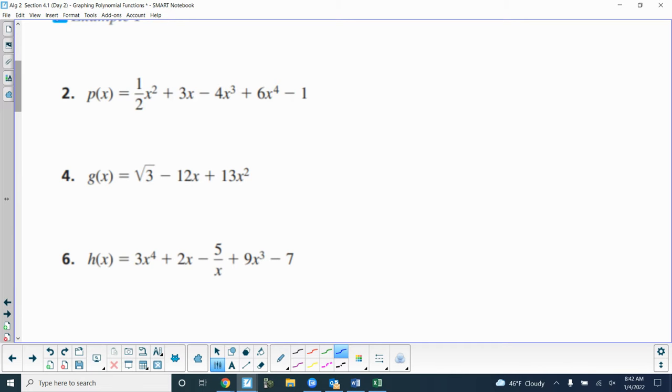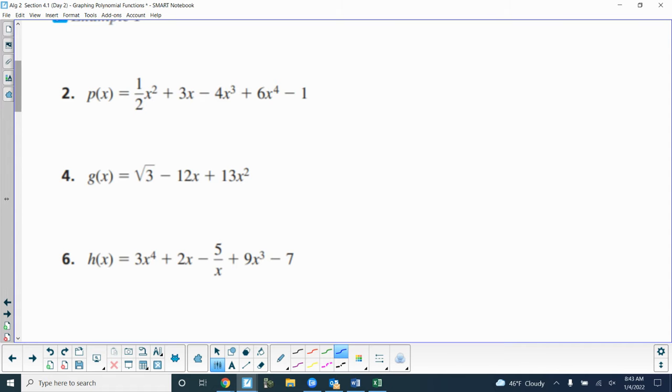All right. So, number 2, make sure it's in the right order. It's not. It's not standard form, right? You got to put the 6x to the 4th minus the 4x cubed plus the 1/2 x squared plus the 3x minus 1. So get it in the right order. Okay. It is a polynomial. All our variables are whole numbers, exponents, and all our coefficients are real numbers. Okay. So the degree then would be 4, and the leading coefficient would be 6.